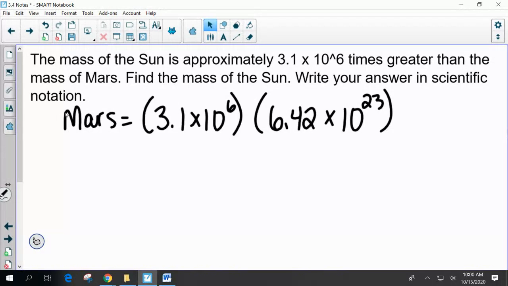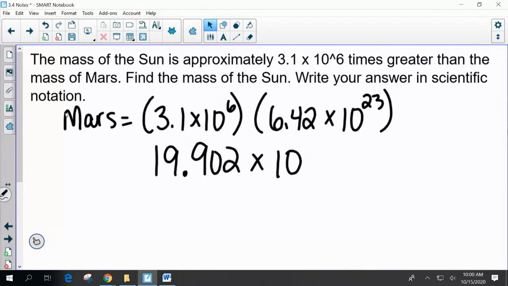So multiplying is very similar to division. So I multiply my numbers first. And then how do you multiply exponents? You add them. So 3.1 times 6.42. Anybody get it? Okay. I got 19.902 times 10, and then I need to add my exponents. So 10 to the what? 10 to the 29th.